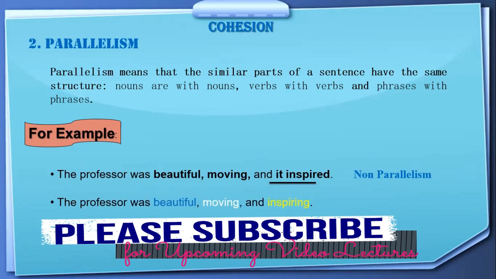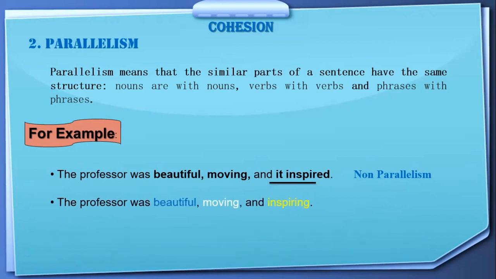It would be parallel if we use this sentence: the professor was beautiful, moving, and inspiring. So you see, we are supposed to use all adjectives when we talk about similar kinds of words in the parts of speech. So this is exactly parallelism in a sentence.